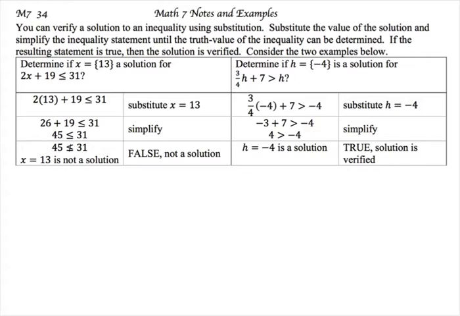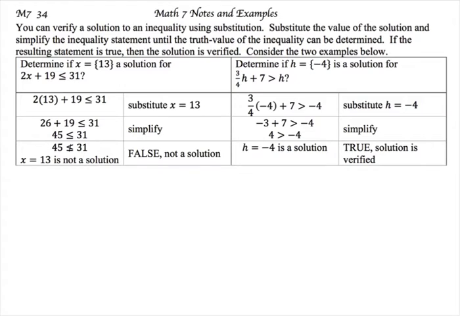Determine if x equals 13 is a solution for 2x plus 19 is less than or equal to 31. First, we substitute in x equals 13. We'll have 2 times 13 plus 19 is less than or equal to 31. Well, 2 times 13 is 26, and 26 plus 19 is 45. 45 is not less than 31, so x equals 13 is not a solution.